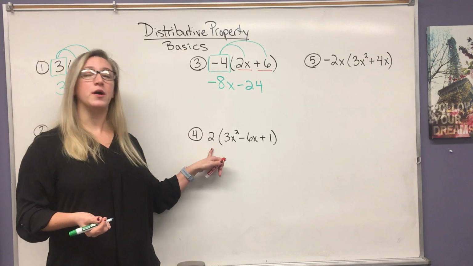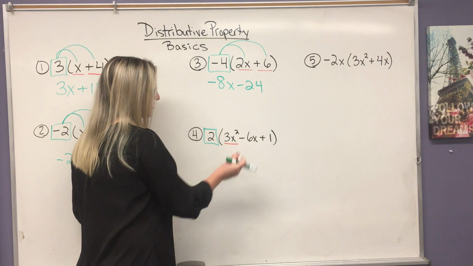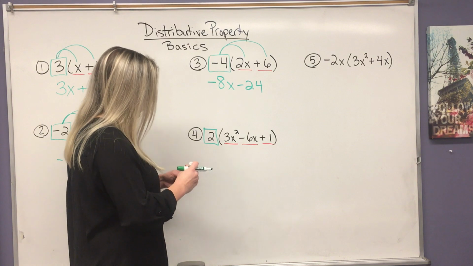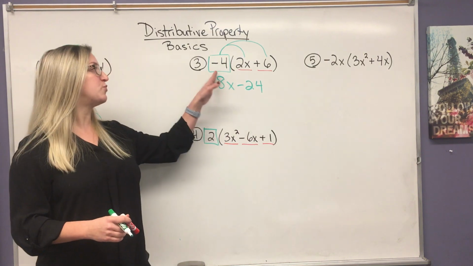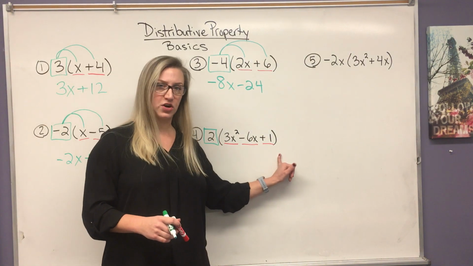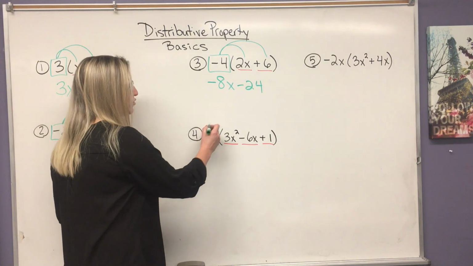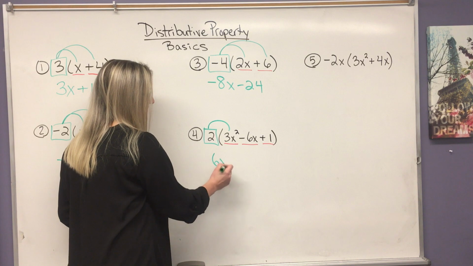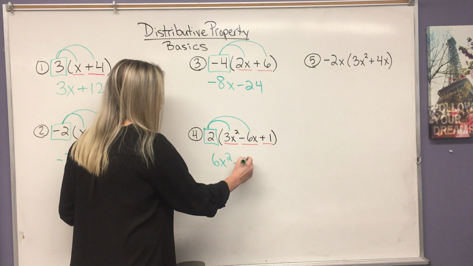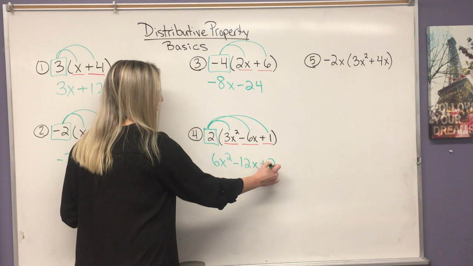Okay, and number 4, again, 2 is going to be multiplied to 3x squared, negative 6x, and positive 1. So distributive property can look like this as well. It doesn't always have to be one term times 2. Here we have 1 times 3 terms, because I have to multiply to every one in the parentheses. So 2 times 3x squared is 6x squared. 2 times negative 6x is negative 12x. And 2 times 1 is a positive 2.